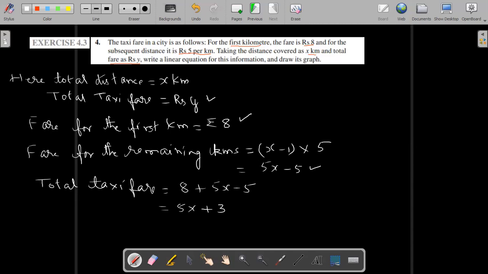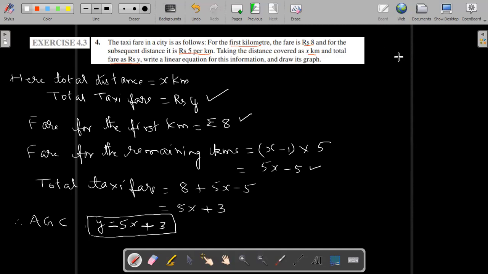And how much is the total taxi fare given to us? y. So according to the given condition, this will be equal to y. Therefore, according to the given condition, y = 5x + 3. This is the equation that we have to find out.